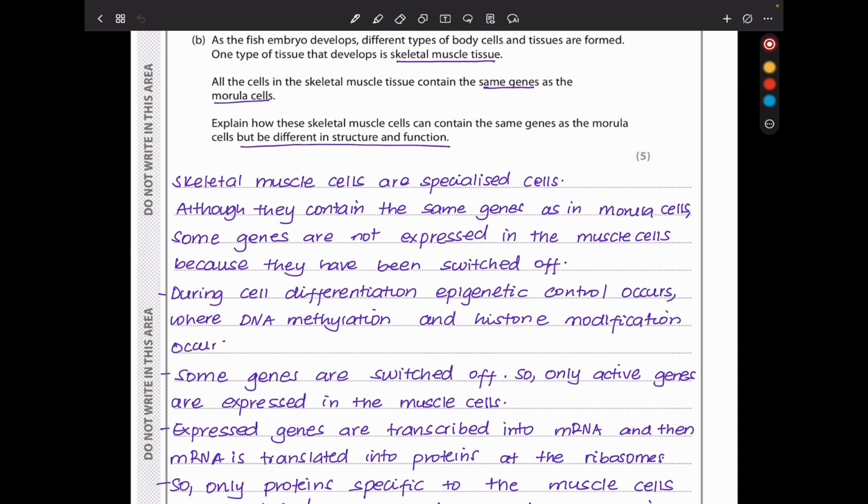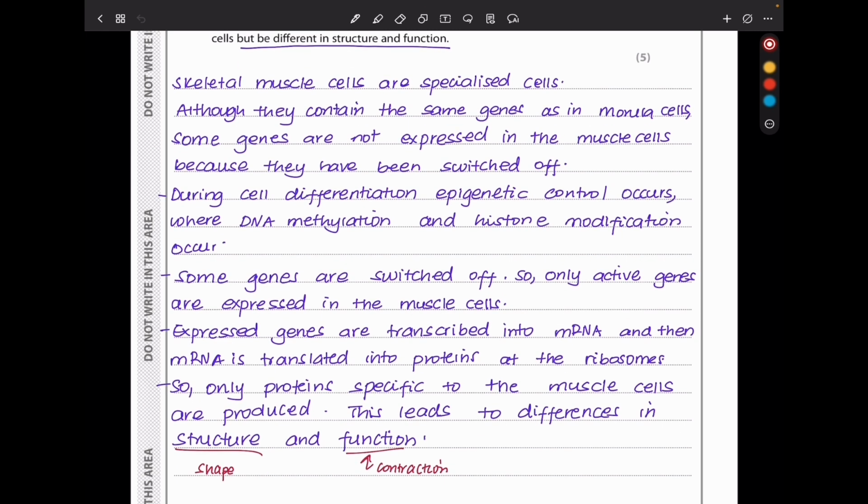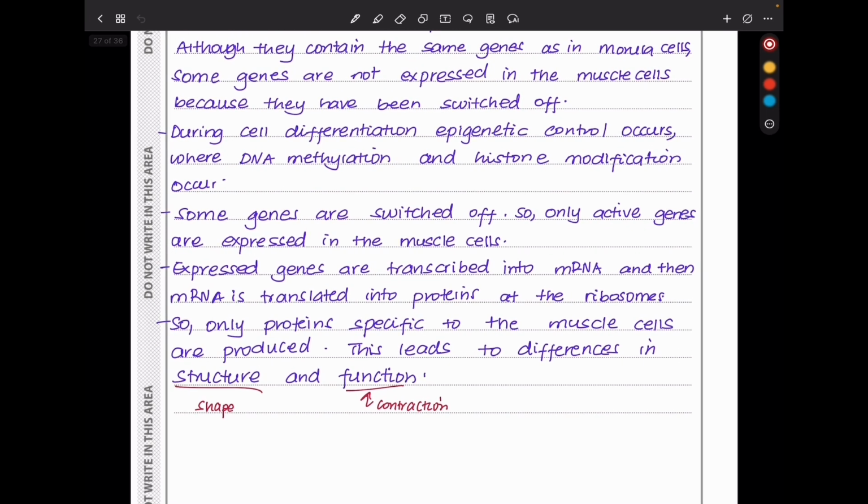This involves epigenetic control, switching off genes, switching on genes, and so on. So I say the skeletal muscles are specialized cells. Although they contain the same genes as in the morula cells, some genes are not expressed in the muscle cells because they have been switched off. During cell differentiation, epigenetic control occurs where DNA methylation and histone modification occur. Some genes are switched off, so only active genes are expressed in the muscle cells.